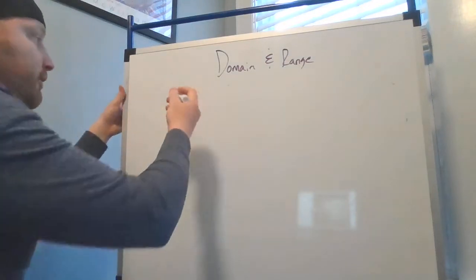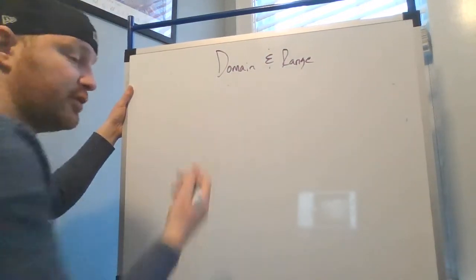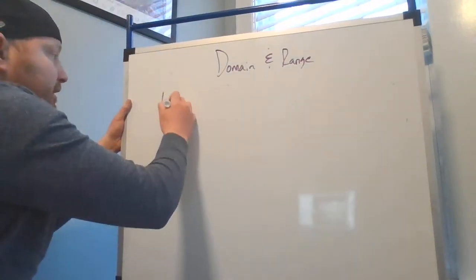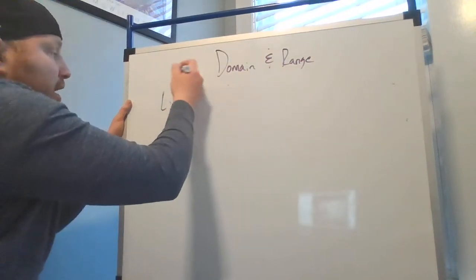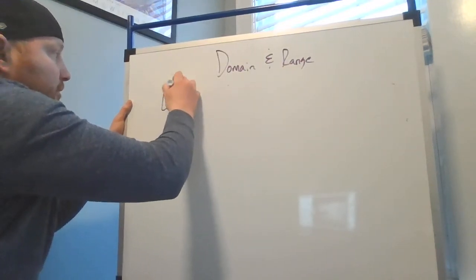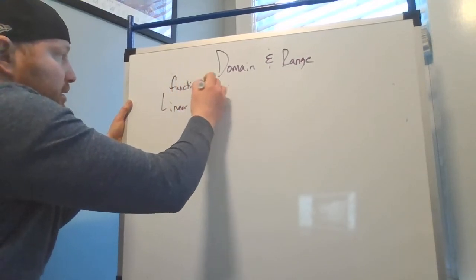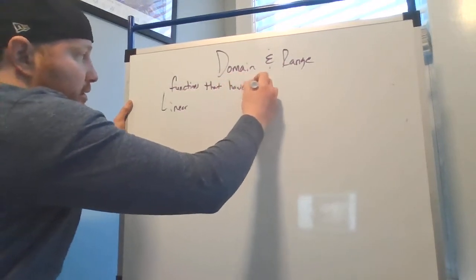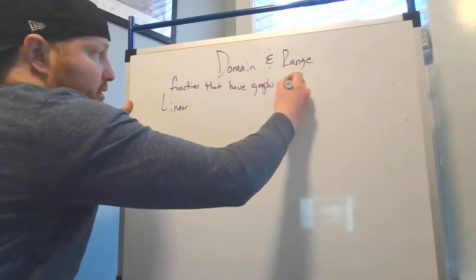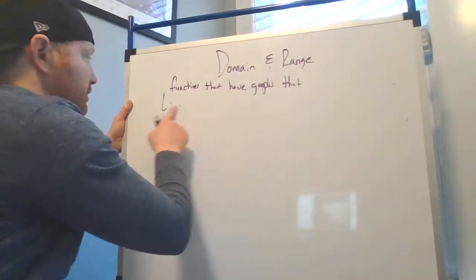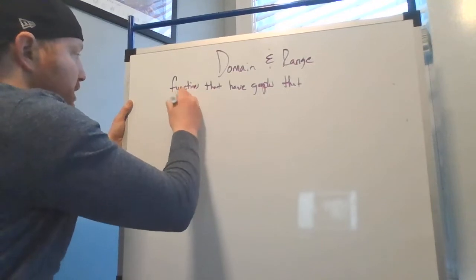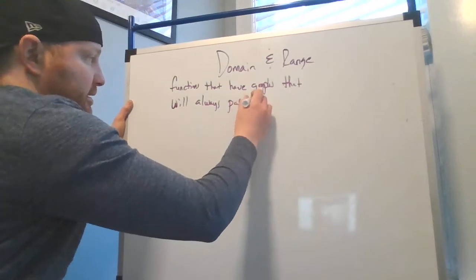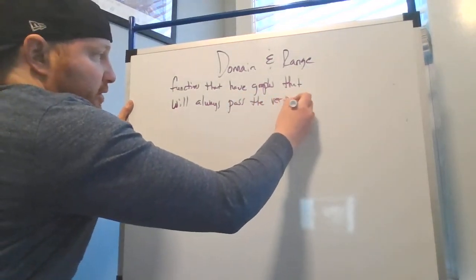For instance, we know for a fact, and we have a poster inside the room that states and shows all the graphs, in case you forgot: functions that have graphs that will always pass the vertical line test.